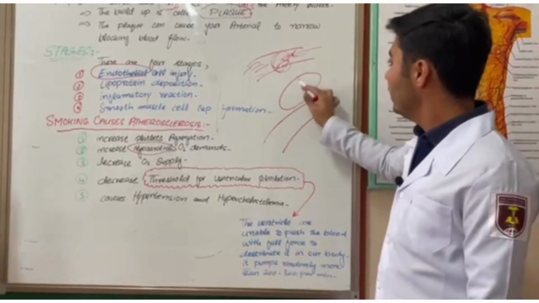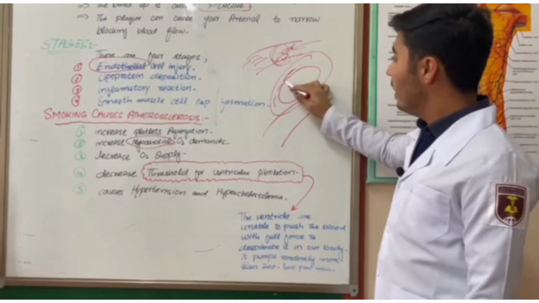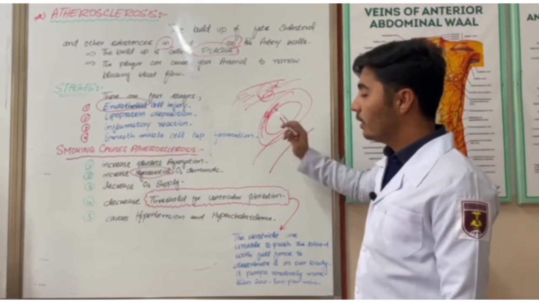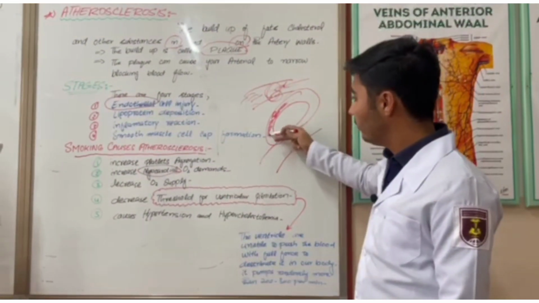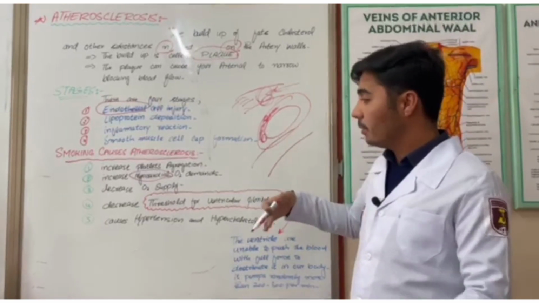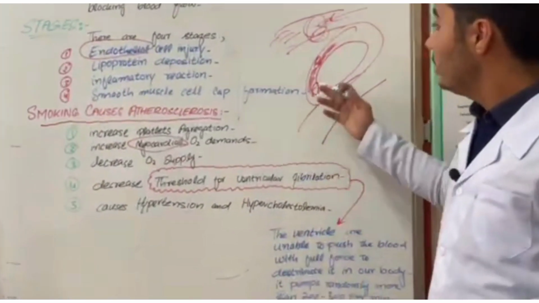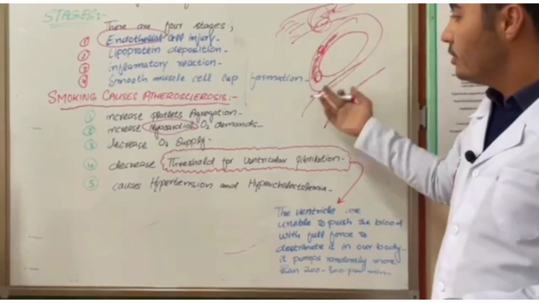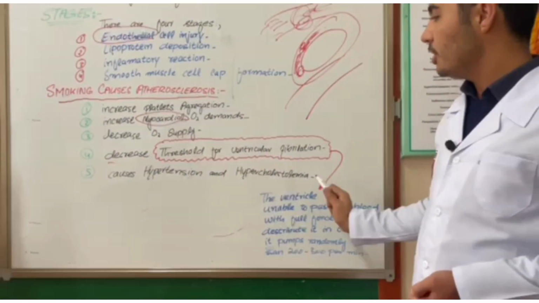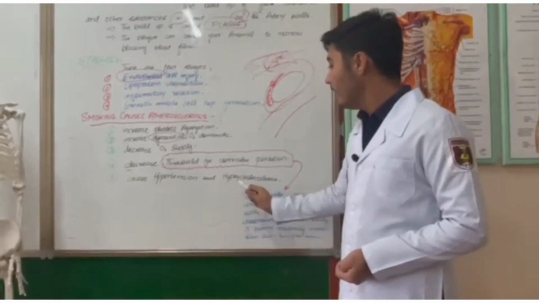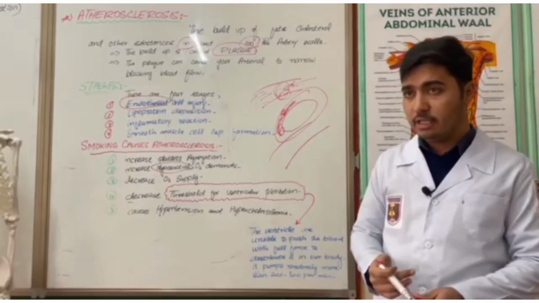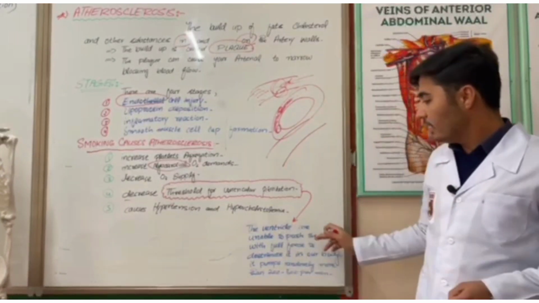As you know, there is an artery, for example, in the myocardium. If there is platelet aggregation there, the platelet aggregation will not let the blood go through. Therefore the O2 supply will decrease, but the O2 demand will increase, which will lead to atherosclerosis. There is also a decrease in the threshold for ventricular fibrillation, and it causes hypertension and hypercholesterolemia. How will it decrease the threshold for ventricular fibrillation? It is because the ventricles are unable to push.